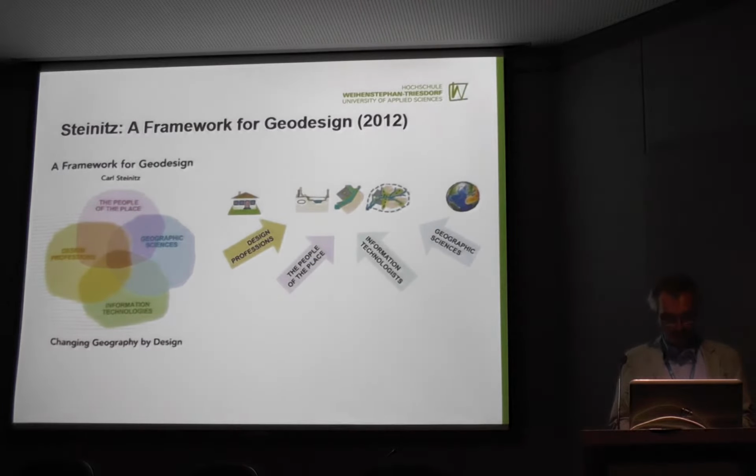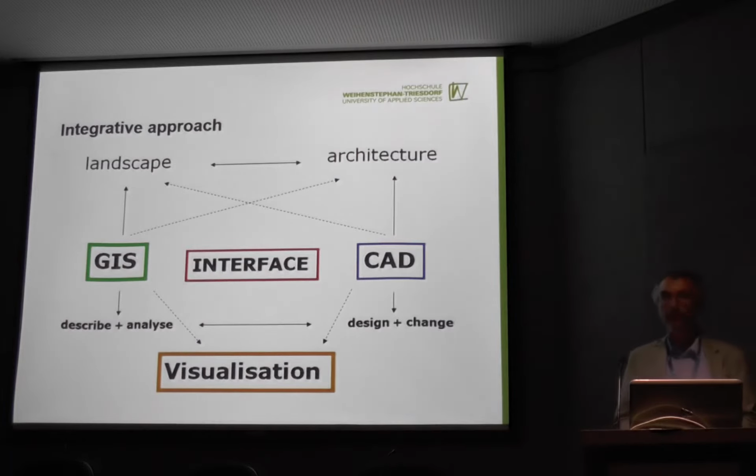In his recent textbook on geodesign, Carl Steinitz postulated geodesign as an interplay of four groups of actors, covering all scales, as there are design professions, geographic sciences, IT, and the people of the place. I understand the discussion as a vision for an IT support of a geodesign process going in the direction of an integrated tool including analysis functionality as well as design functionality. In other words, GIS, CAD and digital visualization functionality in one integrated tool.